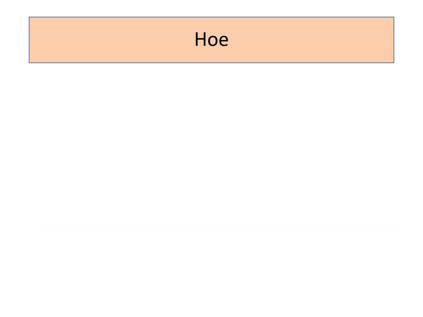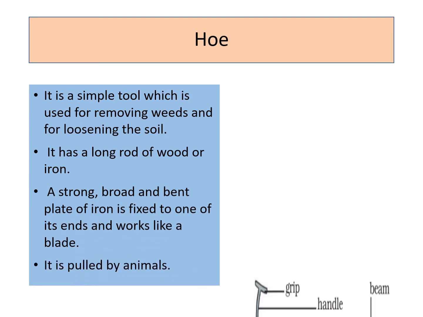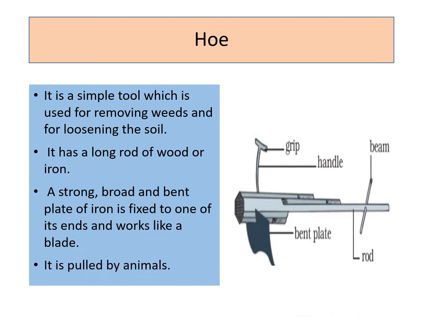Now the next instrument is the hoe. What is a hoe? A hoe is a simple tool which is also used for removing the weeds and for loosening the soil. It also has a long rod of wood or iron, right? And it contains a strong, broad, bent plate which is fixed to one of its ends, and it works like a blade. It is also pulled by animals, and it also plays an important role in plowing and tilling of the land.